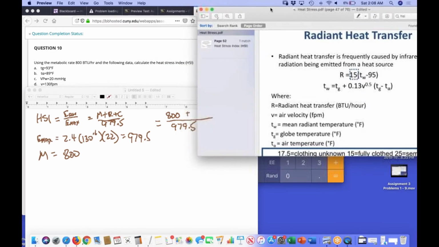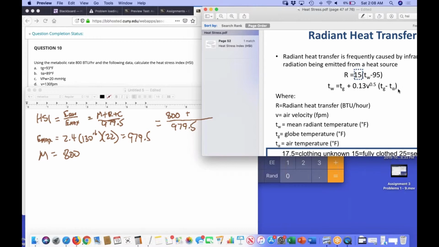Okay, let me move this over, and I'll get my pen. We'll calculate what TW is first. TW, in other words the mean radiant temperature, is equal to the globe temperature, which we know. The globe temperature is 93 degrees, plus 0.13 times the velocity, which is 130 to the 0.5 power, not 0.6, that was the other formula, times the difference in the globe temperature and the ambient temperature. The globe temperature is 93, the ambient temperature is 89, so that's a plus 4. Okay, so we go back to our calculator and calculate this.